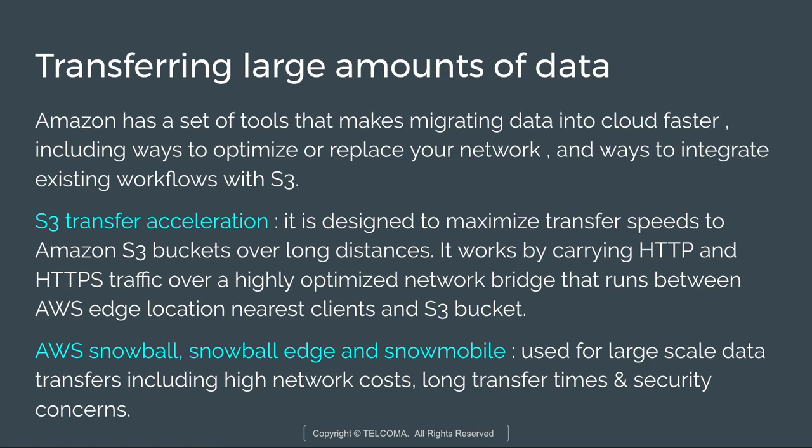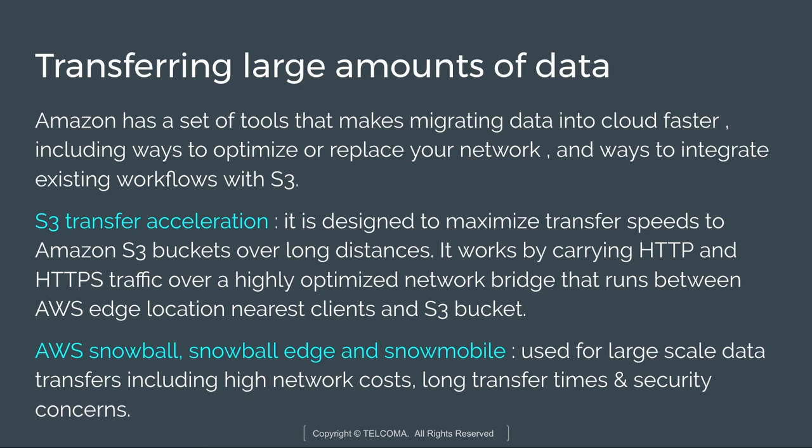For transferring large amounts of data, we have S3 Transfer Acceleration. This is basically designed so that we can maximize the transfer speed. It works on HTTP and HTTPS. Next we have Snowball, Snowball Edge and Snowmobile. These are used for transferring large-scale data, including high-speed cost, long transfer, and security concerns.